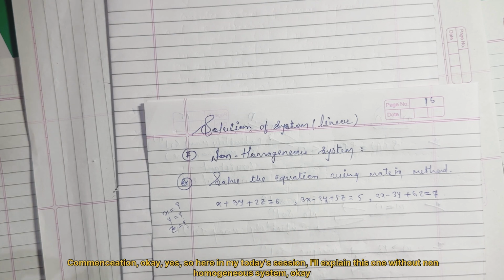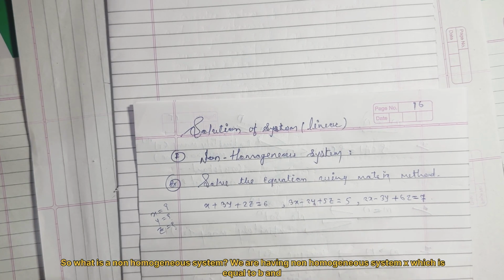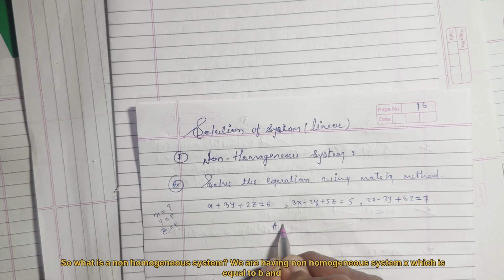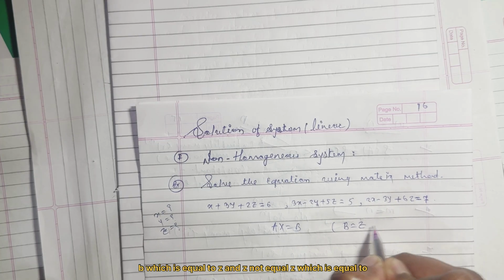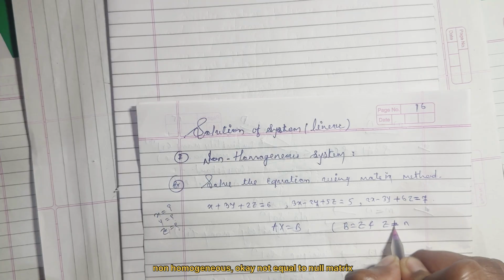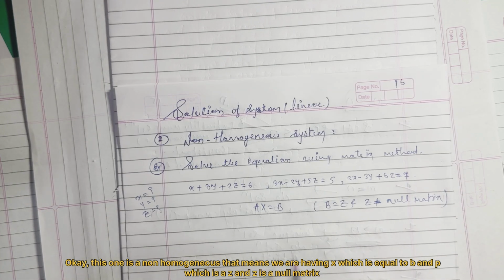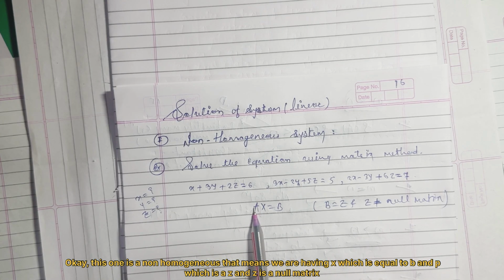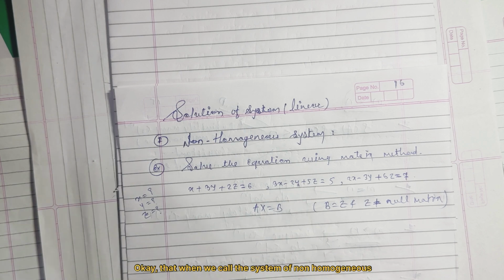Here in today's session, I'll explain this with a non-homogeneous system. So what is a non-homogeneous system? We have the system AX equal to B, where B is not equal to the null matrix. That means we have AX equal to B, and if B were a null matrix, that would be the homogeneous system. Since B is not a null matrix, we call it a system of non-homogeneous equations.